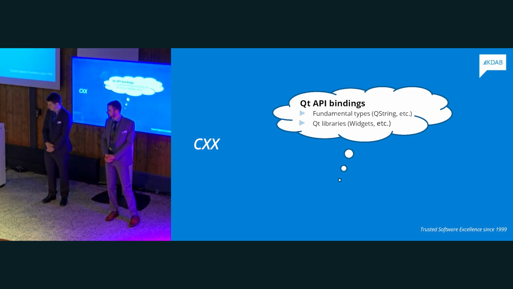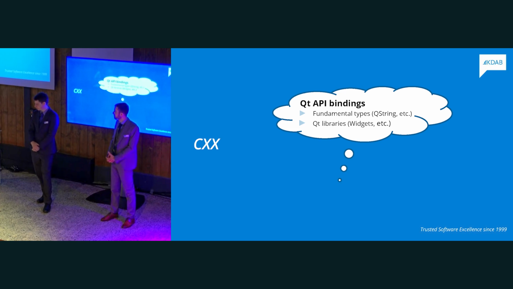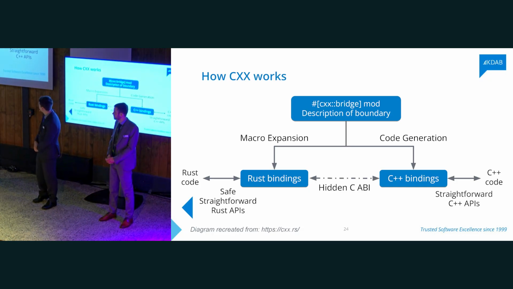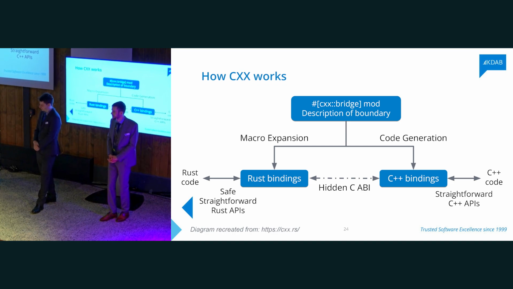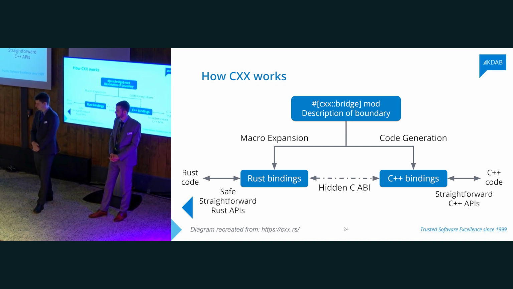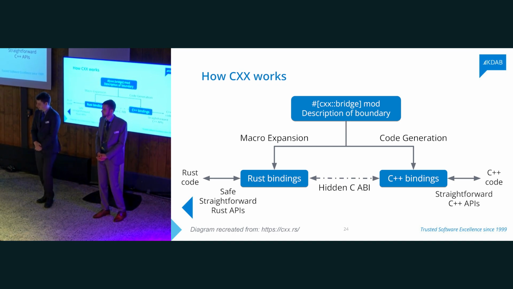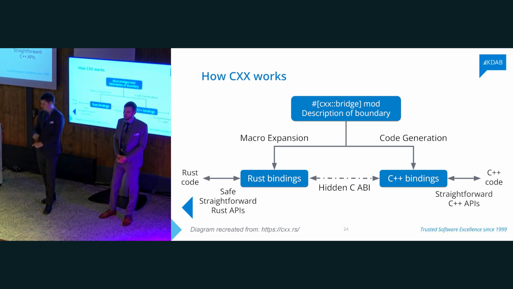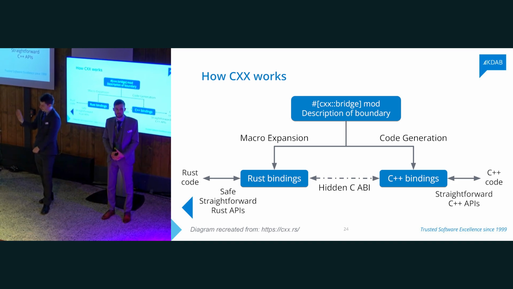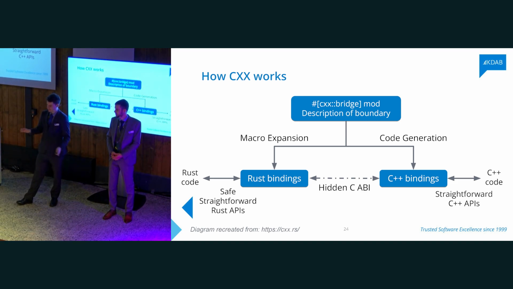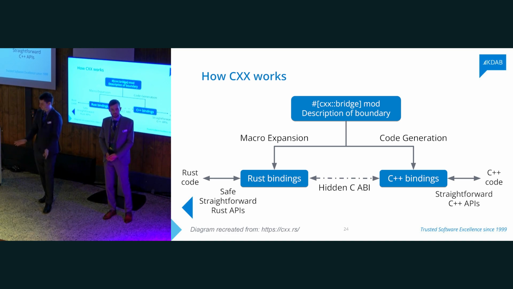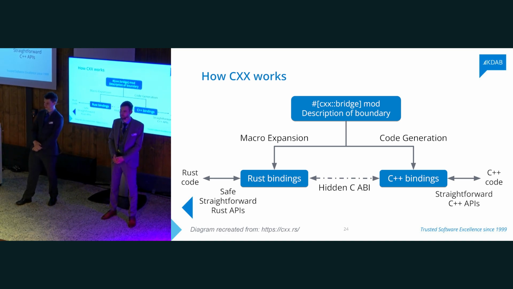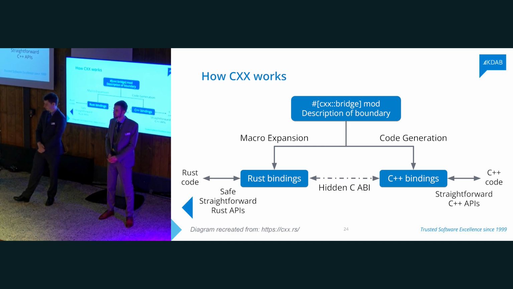Leon. So yes, let's look at CXX as a modern way of bridging between Rust and C++. So this is an abstract diagram of how CXX works. It starts at the top with a CXX bridge macro. This is a description of the boundary or the bridge. And if we go down the left-hand side first, you have macro expansion that occurs. And this ends up generating your Rust binding side. And these are safe, straightforward Rust APIs to use, and they are very idiomatic to Rust.